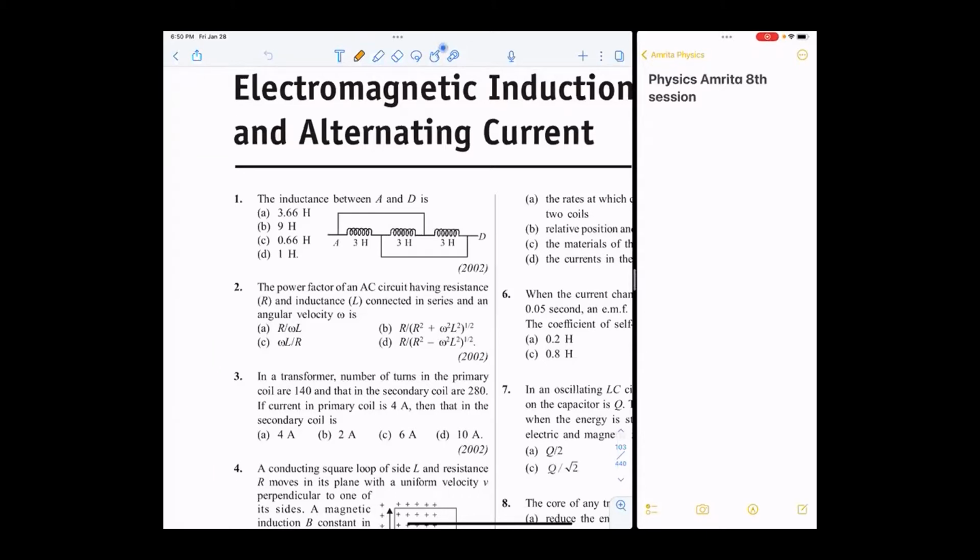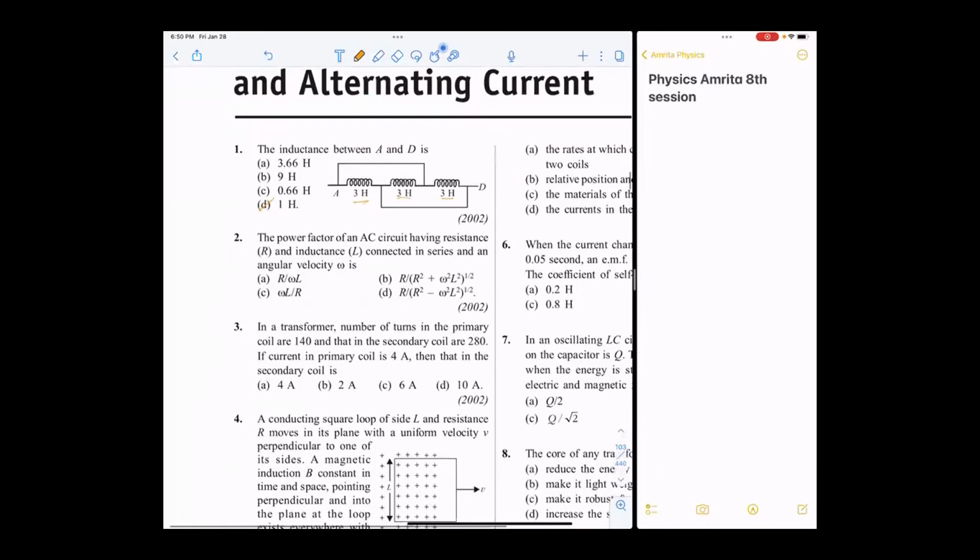So this is 1, guys. I hope this is clear. Why 1? All 3 are in parallel. So it is 1. Next.